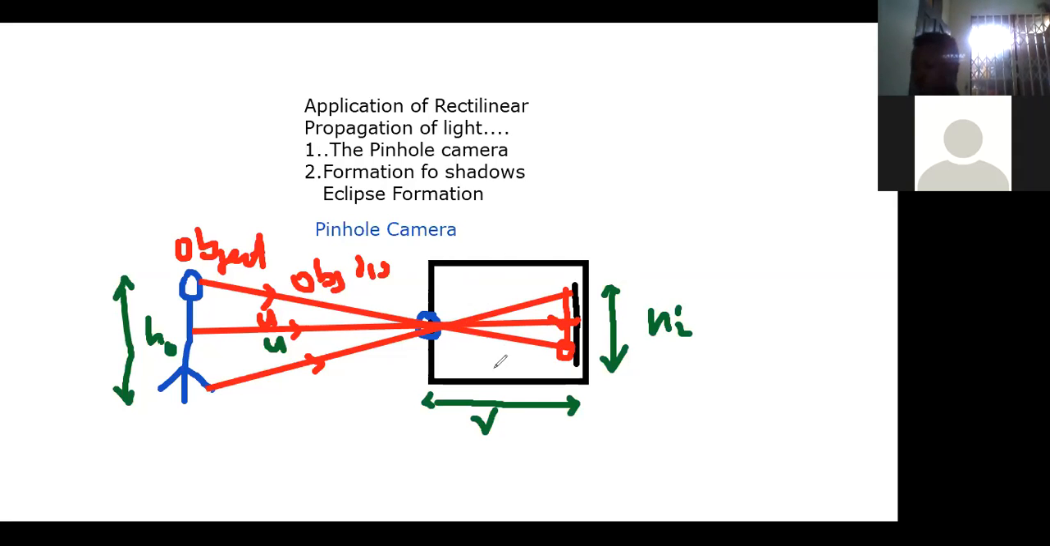So that is it. Next week we are going to talk about the mathematical representation of this pinhole camera. We are going to talk about magnification. We finish it and we come and talk about shadows and eclipse formation. Then after that, if we have more time, we'll talk about reflection of light. I hope I've made myself clear.